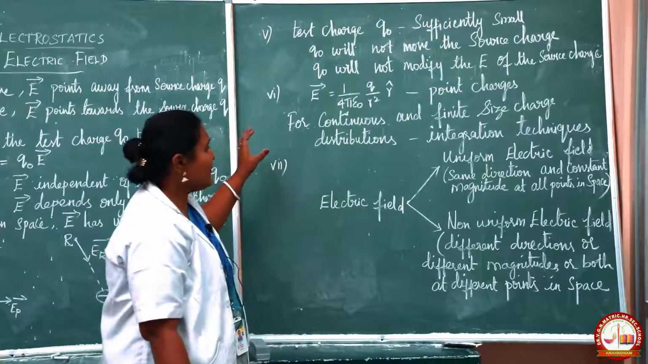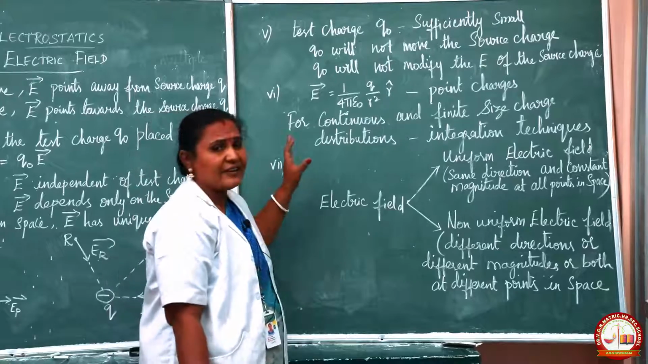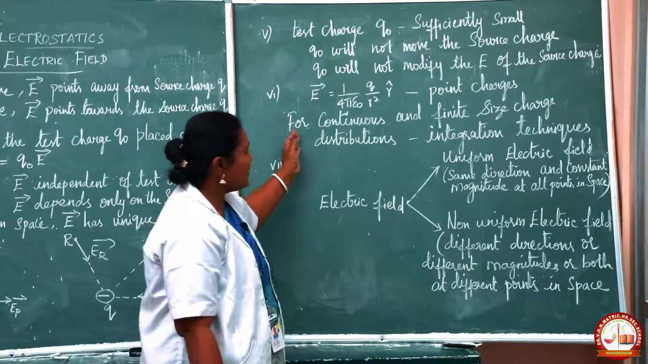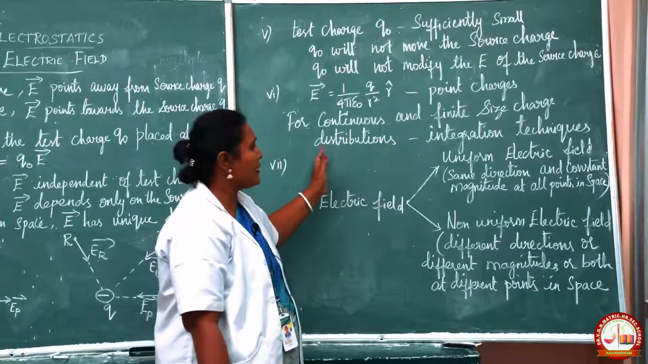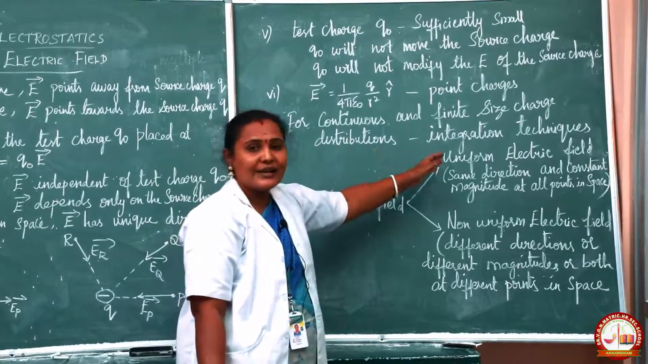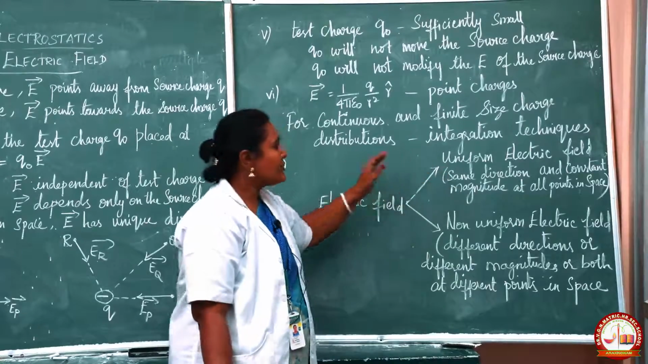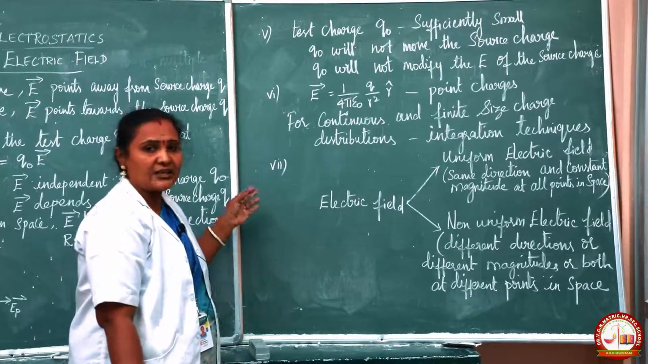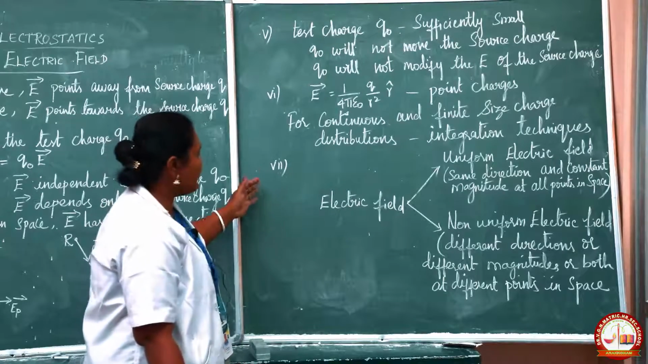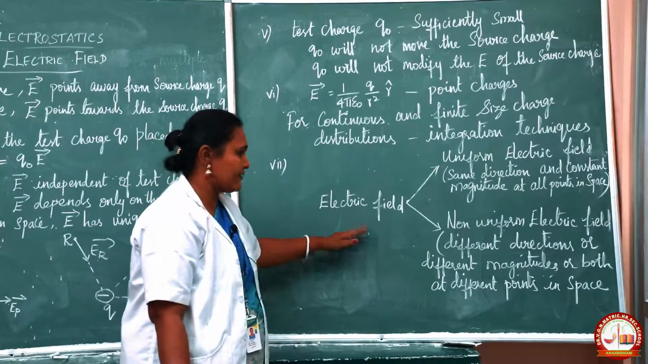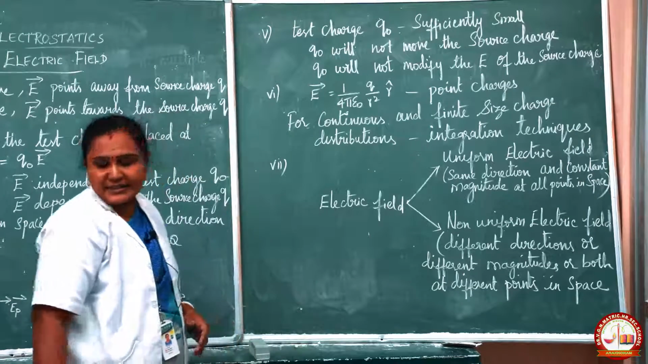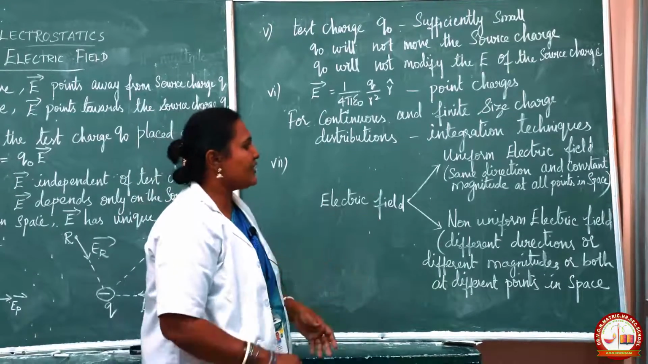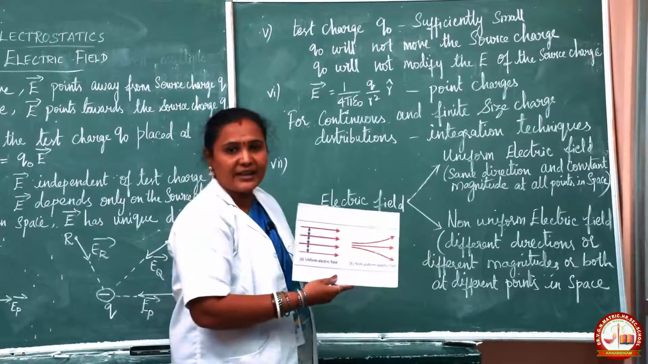In case it is a continuous and finite size charge distribution, we have to use integration techniques. So the integration method is used for continuous and finite charge distribution. The last important aspect of electric field: the electric field is classified into two types, uniform electric field and non-uniform electric field.